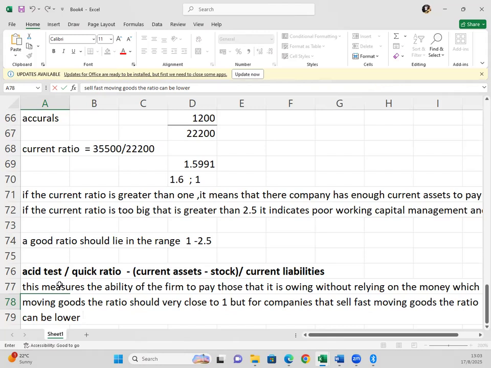So the quick ratio also depends on the nature of the company. If we are dealing with something like a supermarket, on a daily basis, the ratio can be lower and acceptable. But otherwise the ratio should be 1 or very close to 1. Let's move on.